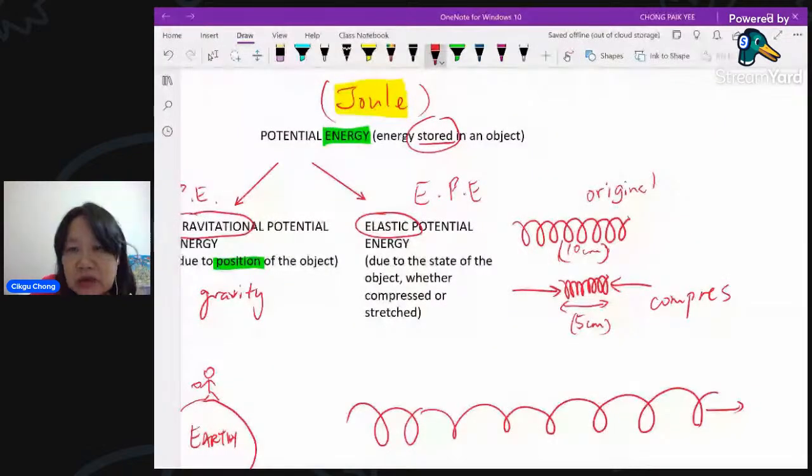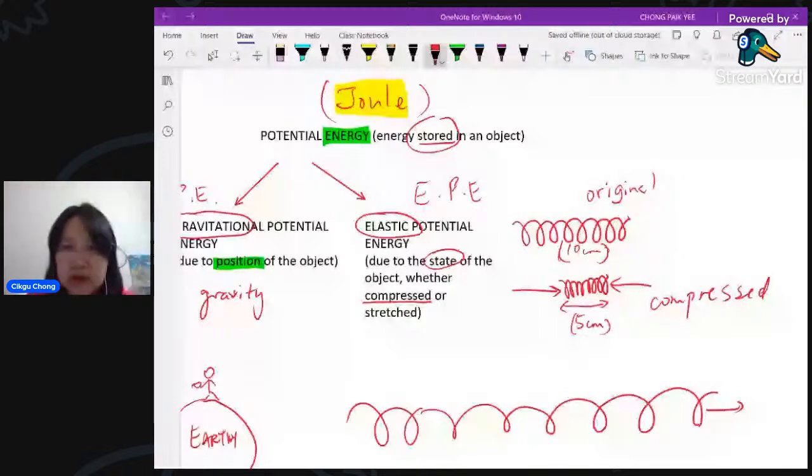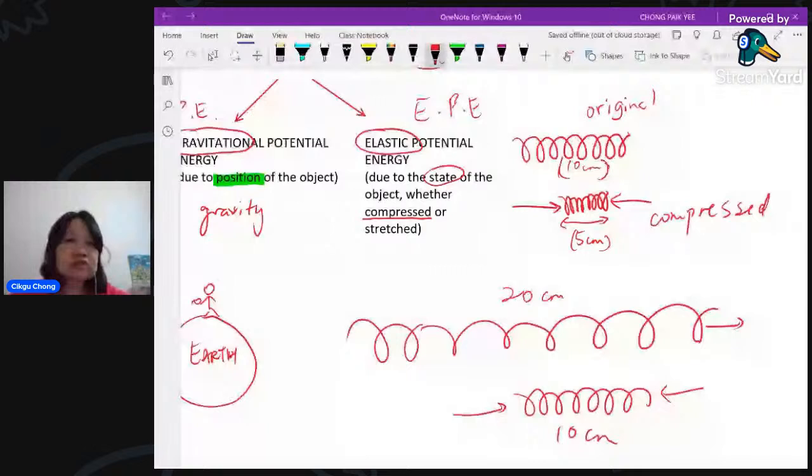So now this is compressed. So whether it's compressed, when you press it, it will have the energy stored inside there. Now the original spring is 10 cm. Now you pull it to double the length, let's say this is 20 cm. Same spring, which is 10 cm only. Your two hands, you pull it away, so now your spring becomes longer. Okay, now it's 20 cm.